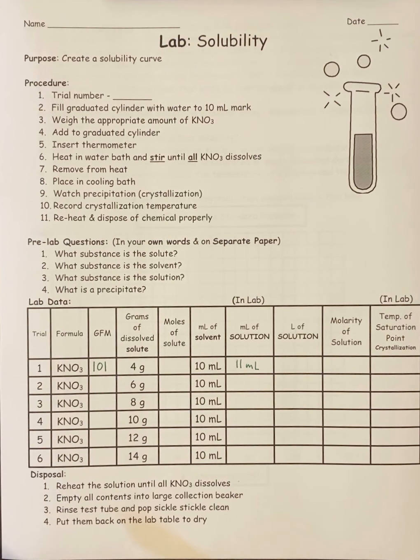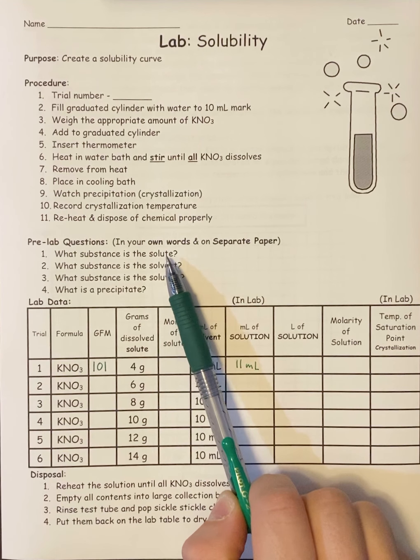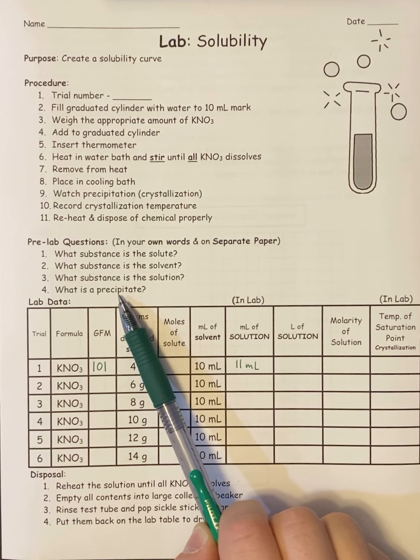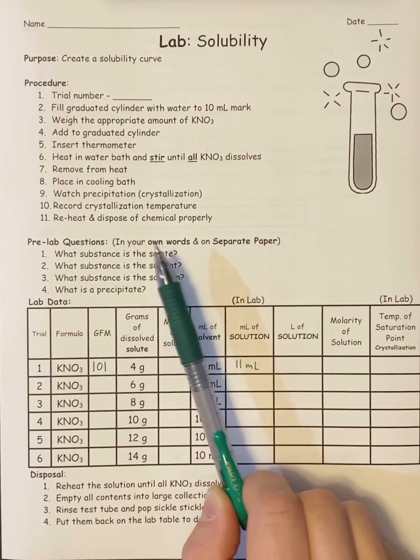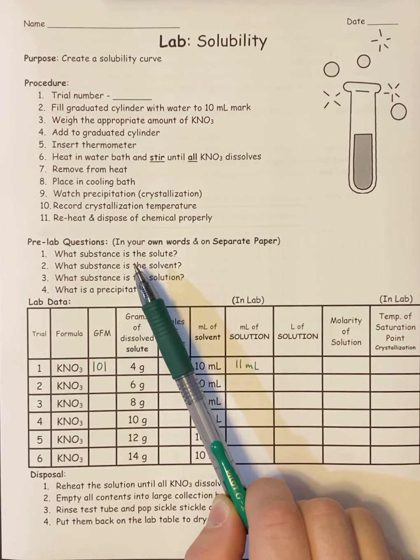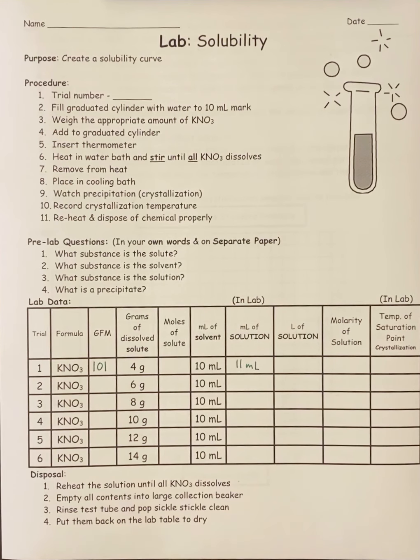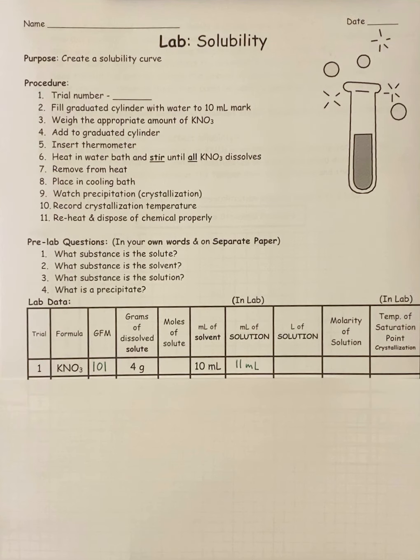Let's start with the pre-lab questions. It's going to be important to know what a solute, solvent, solution, and precipitate is. Those are some basic vocab words for this topic in chemistry. What you're going to want to do is answer these questions on a separate sheet of paper, and there'll be more questions on the back, but let's get to the work so I can take you through one sample calculation.